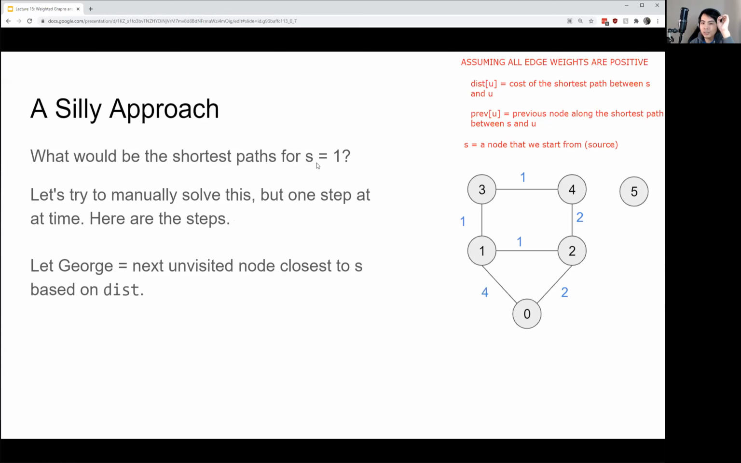Now, if S is equal to 1, and we're starting at the very beginning of this approach, what would be the next unvisited node that's closest to S based on distance at the very, very beginning? Go ahead and take 5 seconds to think about that.